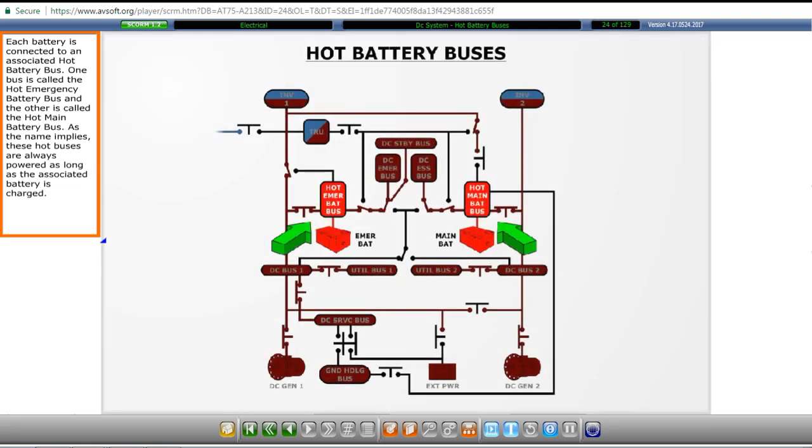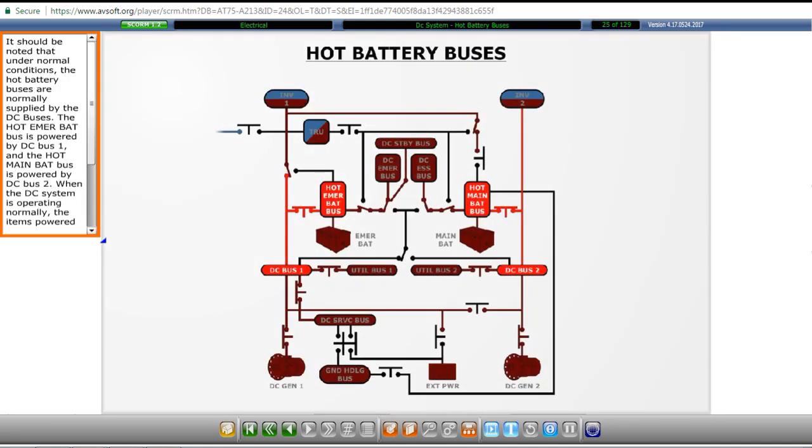Each battery is connected to an associated hot battery bus. One bus is called the hot emergency battery bus, and the other is called the hot main battery bus. As the name implies, these hot buses are always powered as long as the associated battery is charged. It should be noted that under normal conditions, the hot battery buses are normally supplied by the DC buses. The hot emergency battery bus is powered by DC bus 1, and the hot main battery bus is powered by DC bus 2. When the DC system is operating normally, the items powered by these buses will use normal DC power instead of battery power.